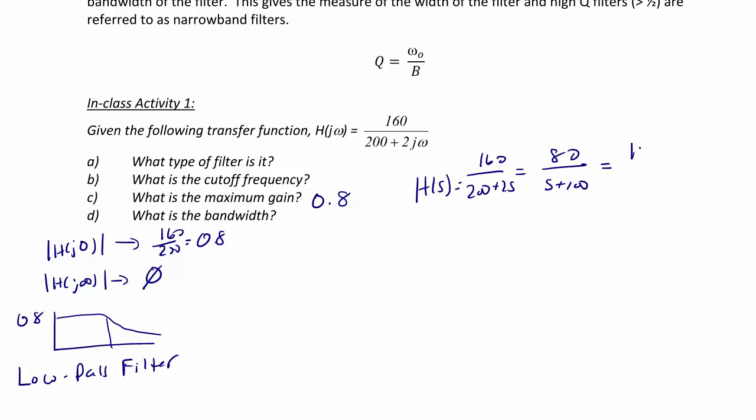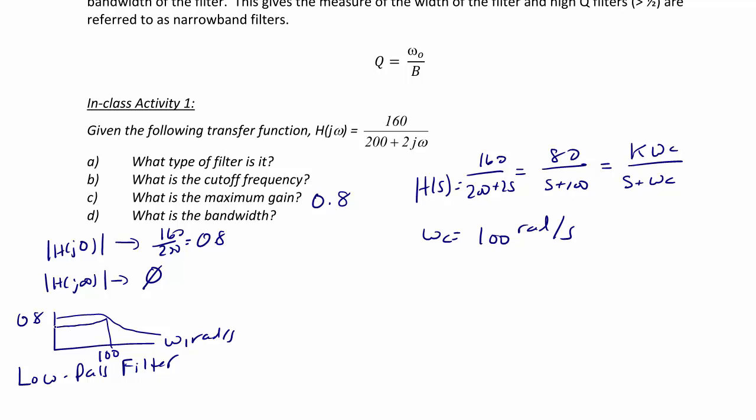And if we compare this to our form for a low-pass filter, we get k omega c over s plus omega c. So omega c is equal to 100 radians per second. That would be our cutoff frequency, 100. This horizontal axis is in radians per second.